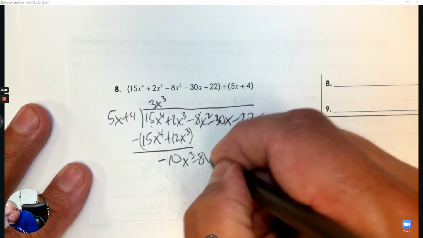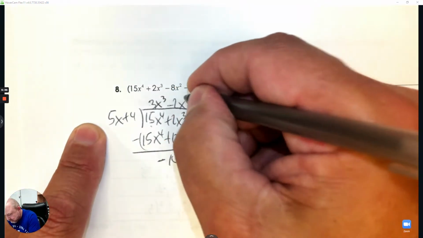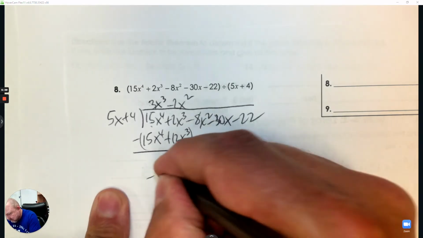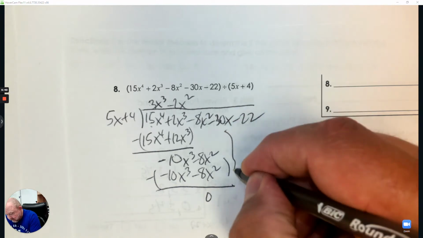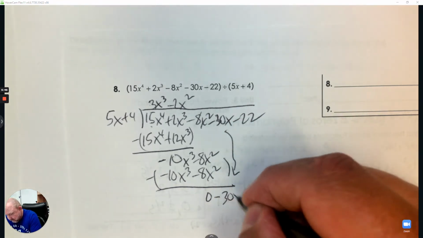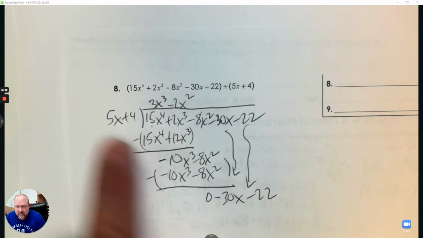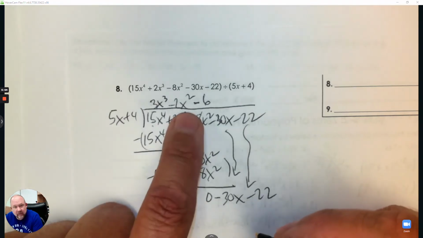Bring down the next term. Again, divide. That gives me negative 2x squared. Multiply. That gives me a remainder of 0. Bring down the next term and the next term. So now it's just negative 30 divided by 5, which is negative 6.